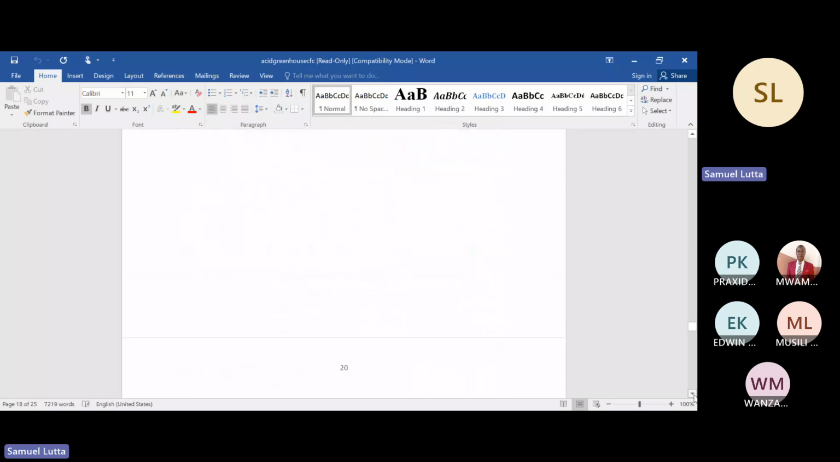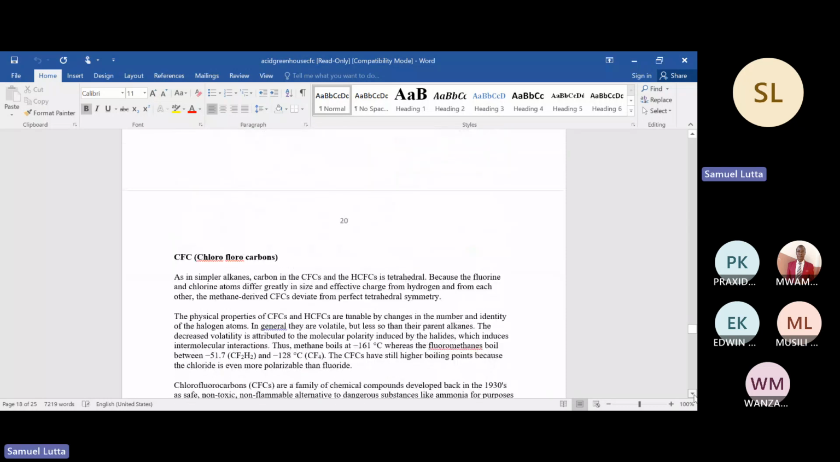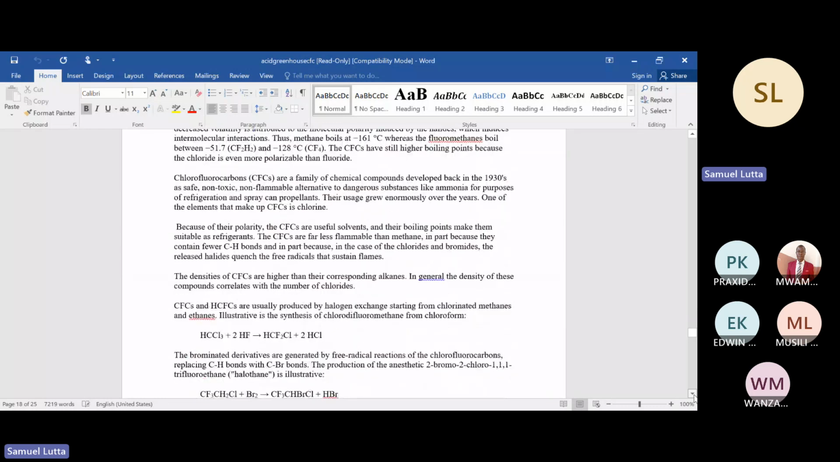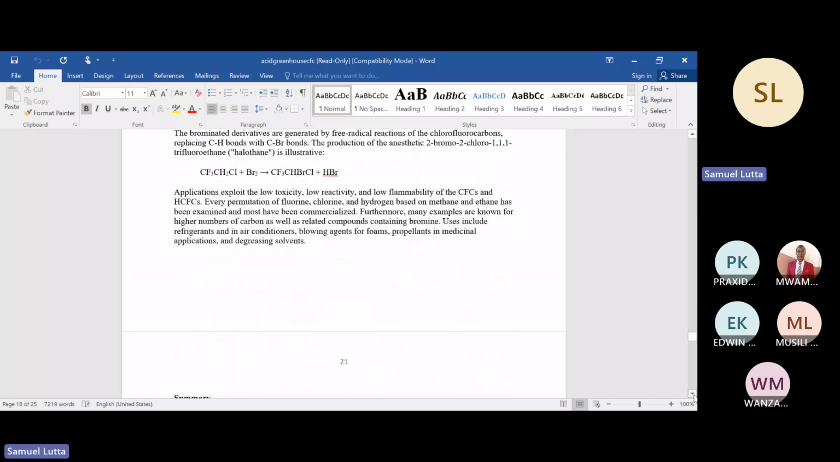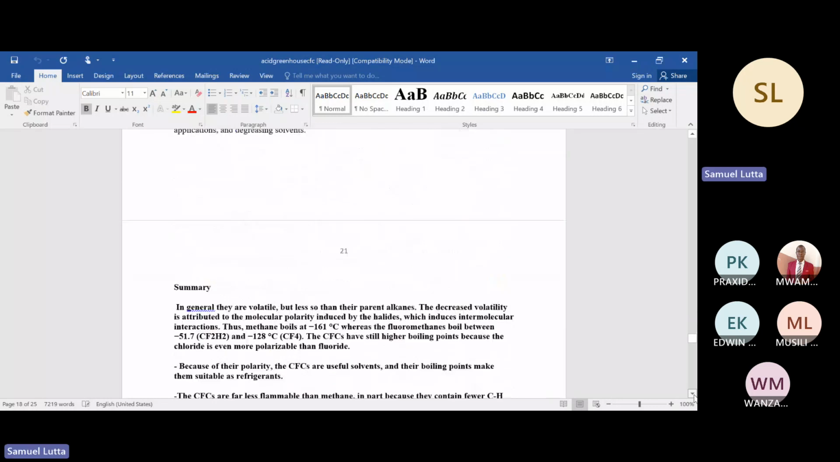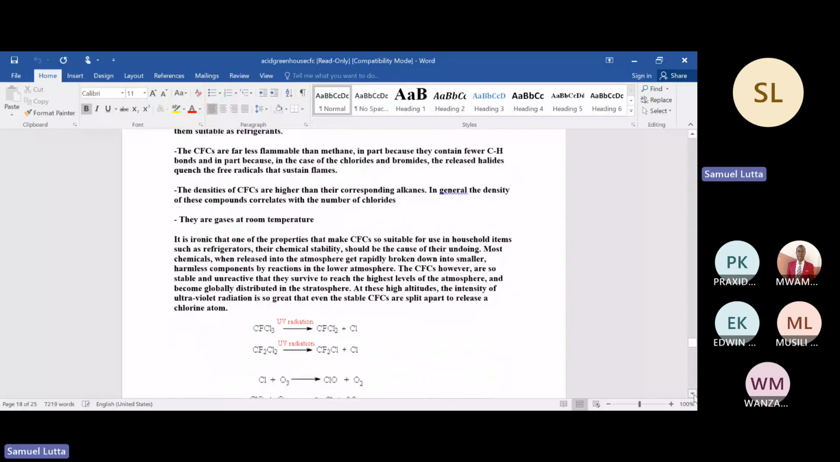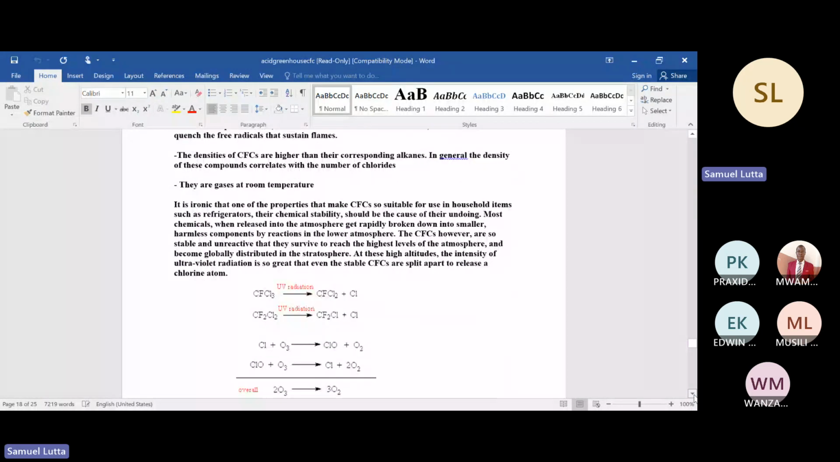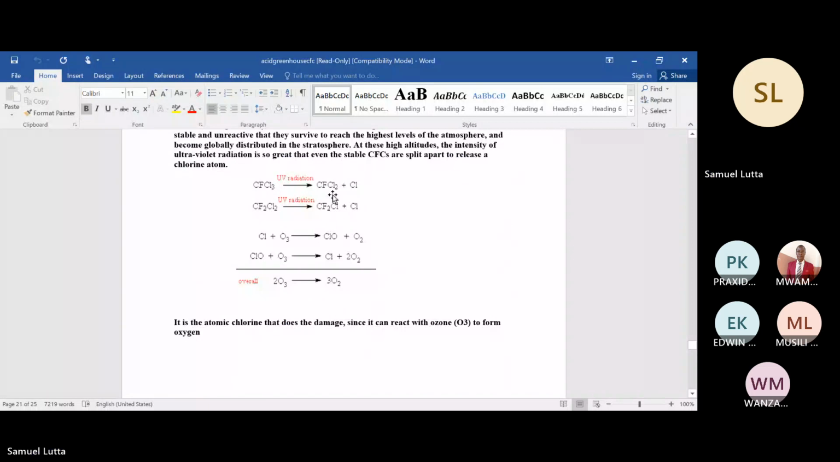I just wanted to revisit these reactions of CFCs. So this is the other notes on greenhouse effect. I know I'm moving a bit fast, but you can see the reaction that we are talking about. So when you have these CFCs, it breaks down. When it breaks down, it forms CFCl and a chlorine radical. And this reaction can still repeat itself.